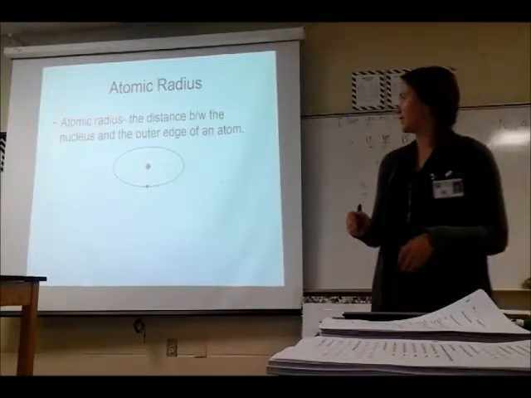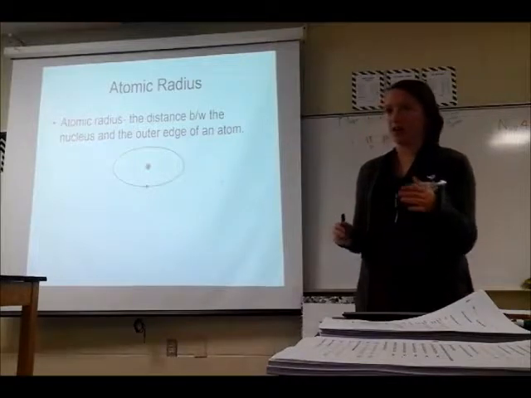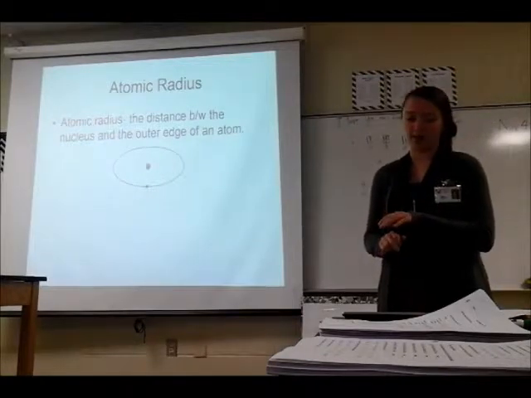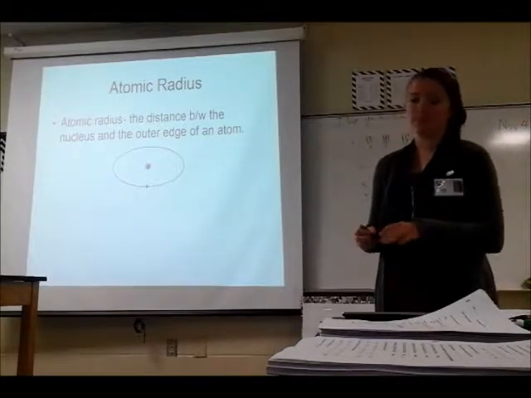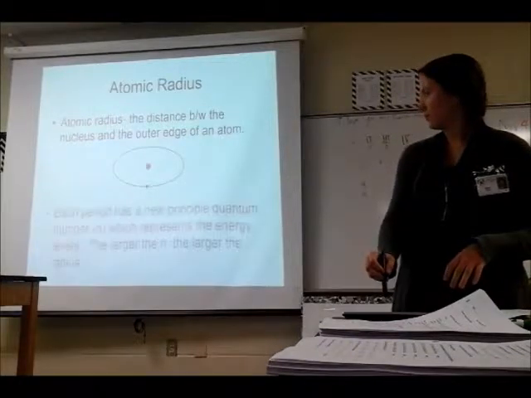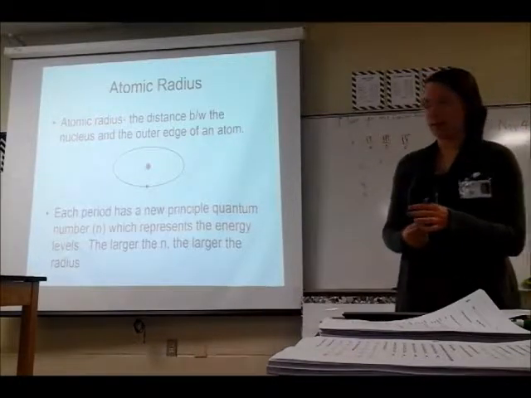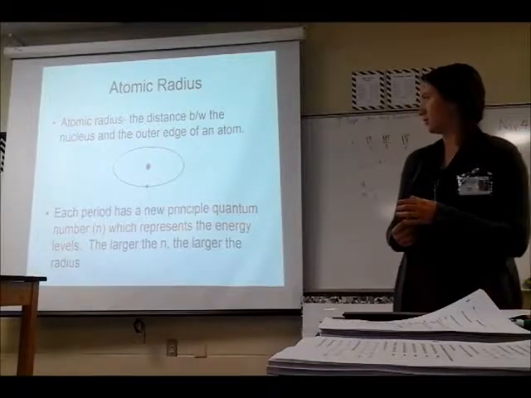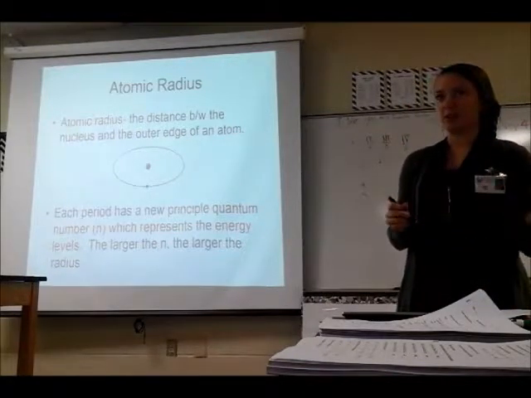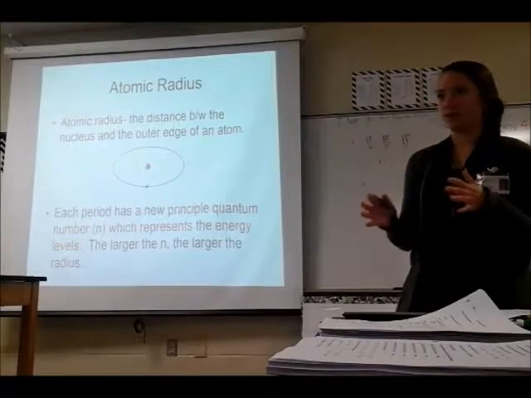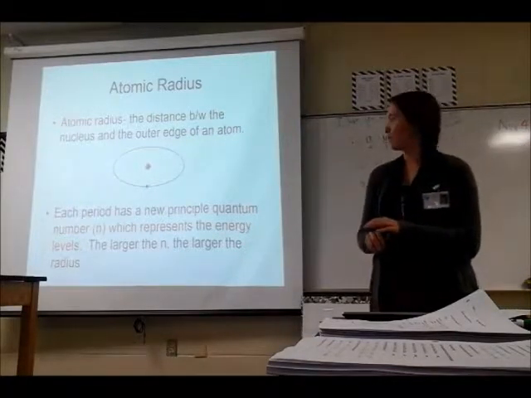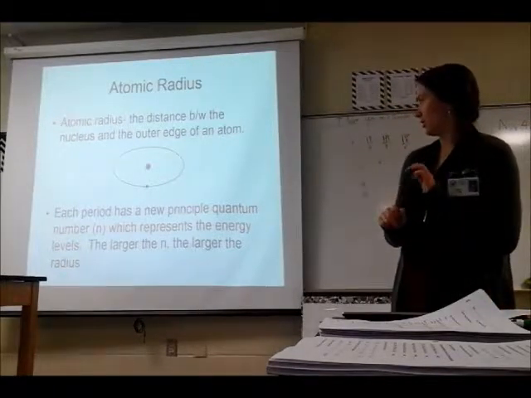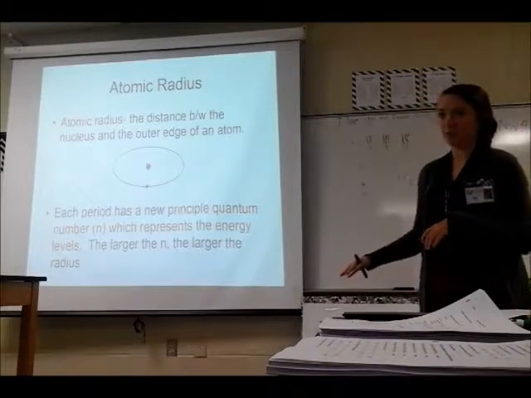So your atomic radius is the distance between the nucleus and the outer edge of an atom. We've heard radius before in math class, so now we're just adding it to our atoms, kind of like we did the last week or two with the bond length and energy and stuff. So if the atomic radius is the distance between the nucleus and the outer edge, then we can see it change from period to period.